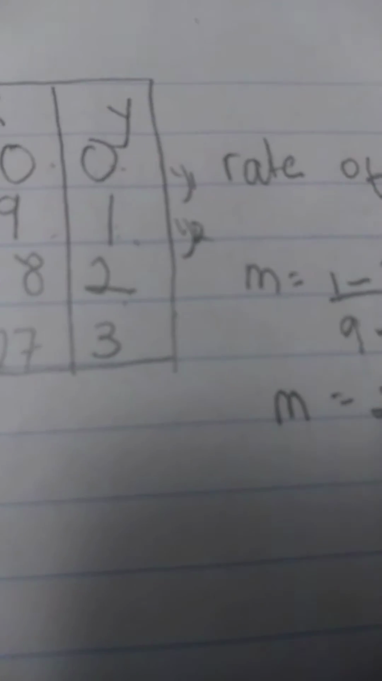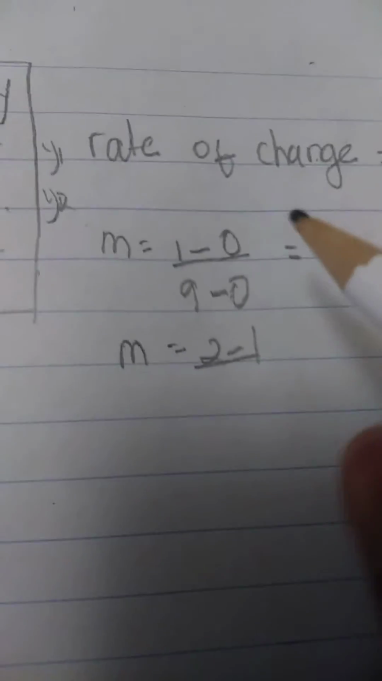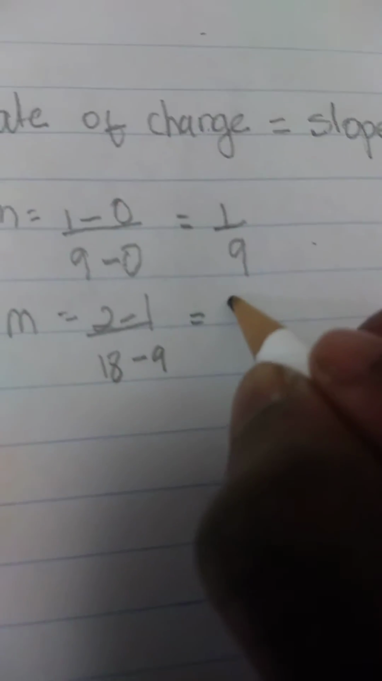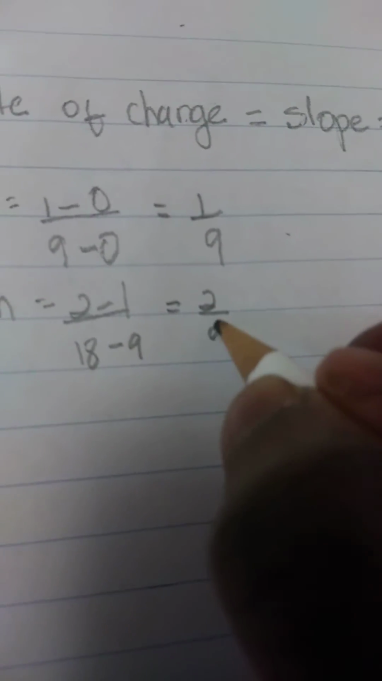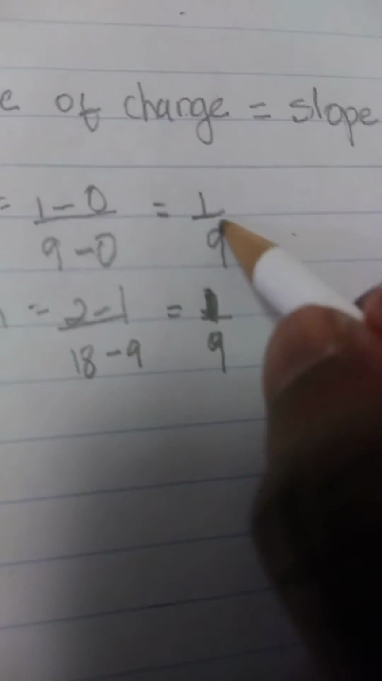So this becomes my y2, that becomes my y1. So the m becomes 2 minus 1 divided by 18 minus 9. Which is 1 over 9, so it becomes 1/9. So it seems to be constant. Let's try for all the coordinate pairs. So we cannot stop here because sometimes the last one may be different.